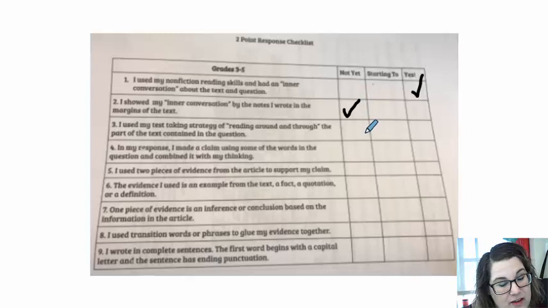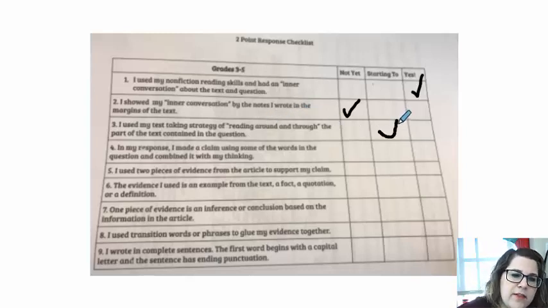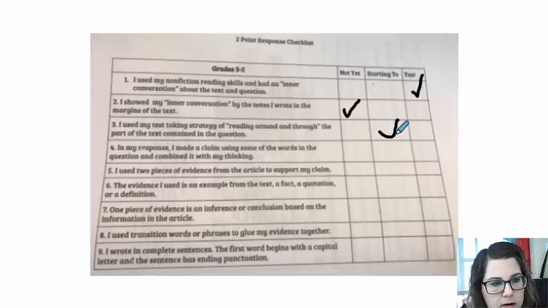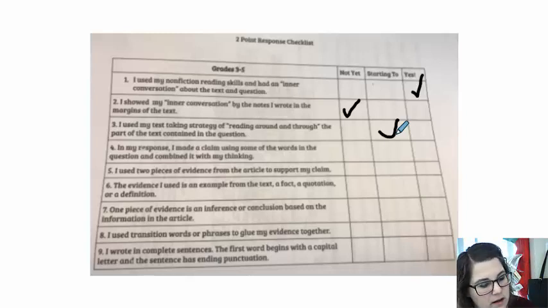As I was reading, I only underlined one sentence. I don't think that's enough. I think the next time I look at my article, I need to look a little more closely at what the details in the text are telling me and pull those out a little bit sooner. I used my test-taking strategy of reading around and through the part of the text contained in the question. I think I was starting to. I was talking about, this one is asking the main idea of the entire article, so I was starting to go back to the text. I looked at only kind of one part though, so I think I could look more.